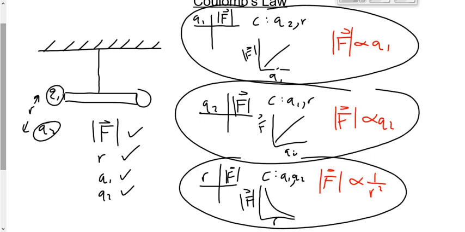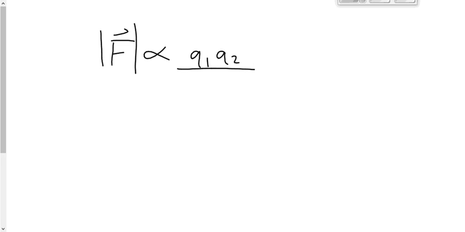So now he's got 3 relationships: F and Q1, F and Q2, and F and R. Now what he wants to do is put them together. If F is related to Q1, and it's related to Q2, and it's related to 1 over R squared, then my relationship is F is related to Q1 Q2 over R squared. But just like yesterday, we said when Y is related to X, Y is equal to the slope times X, the slope being a constant. We want to make an equation out of this. We need a constant.